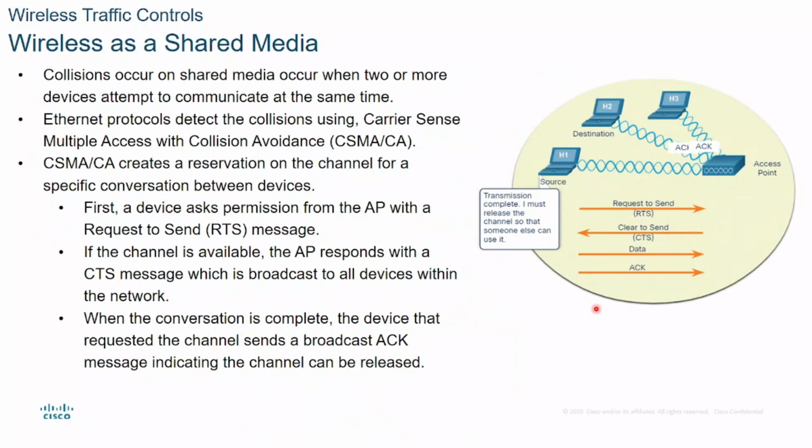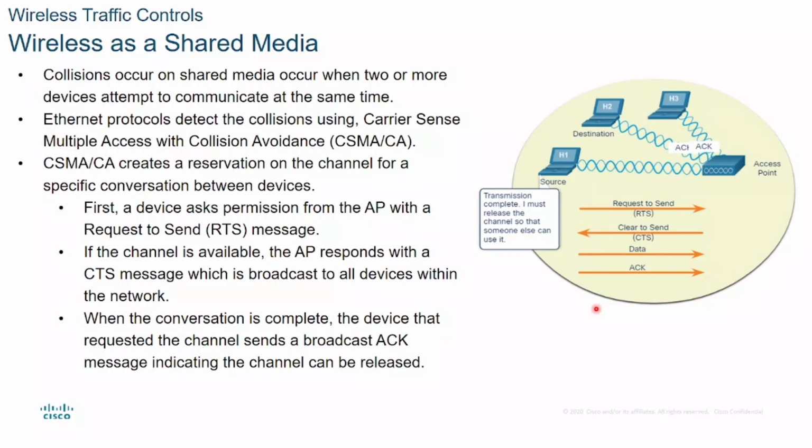Collisions occur on shared media when two or more devices attempt to communicate at the same time. Wireless protocols handle the collision using CSMA, which is carrier sense multiple access with collision avoidance. CSMA with collision avoidance creates a reservation on the channel for a specific conversation between devices. First, a device asks permission from the AP.